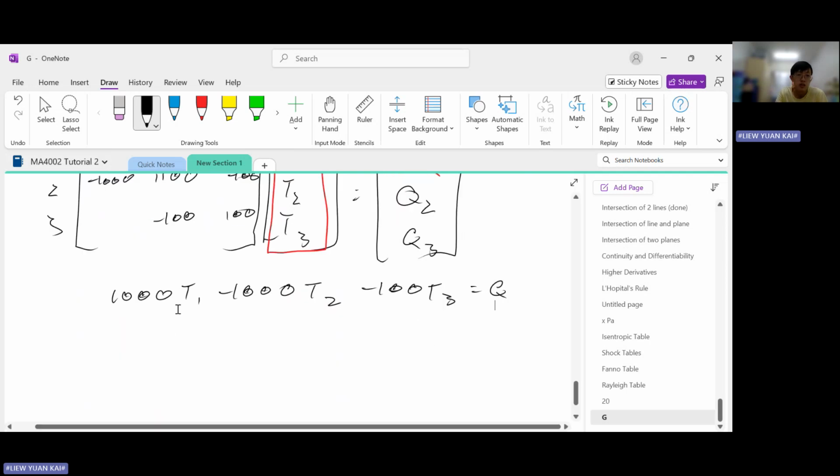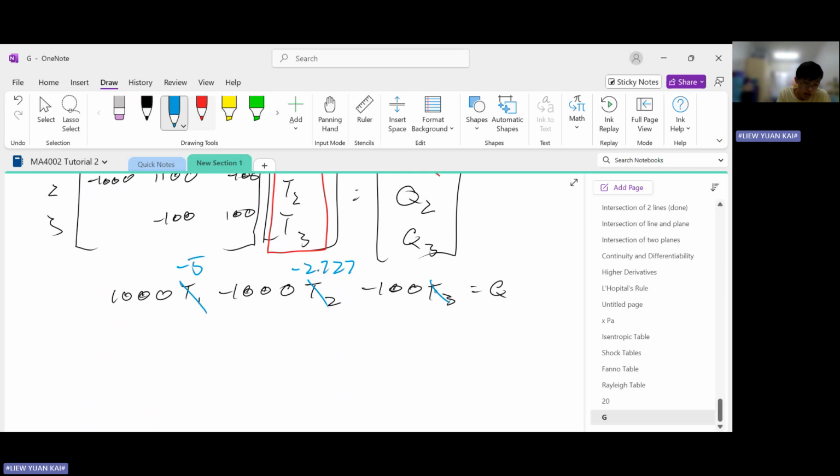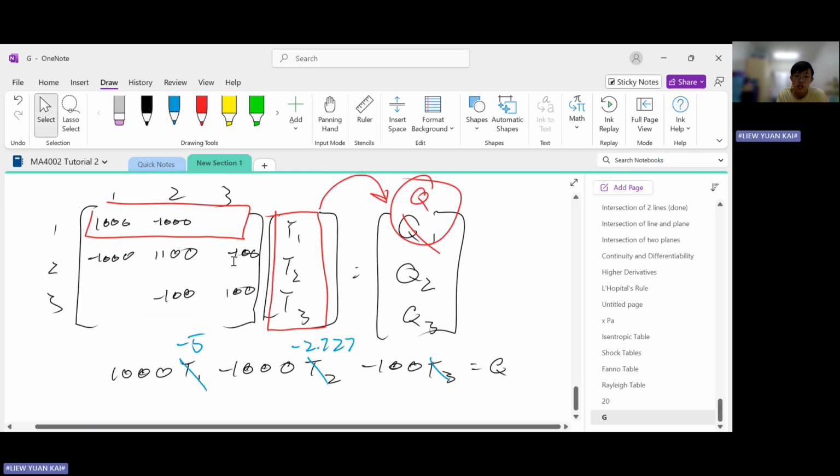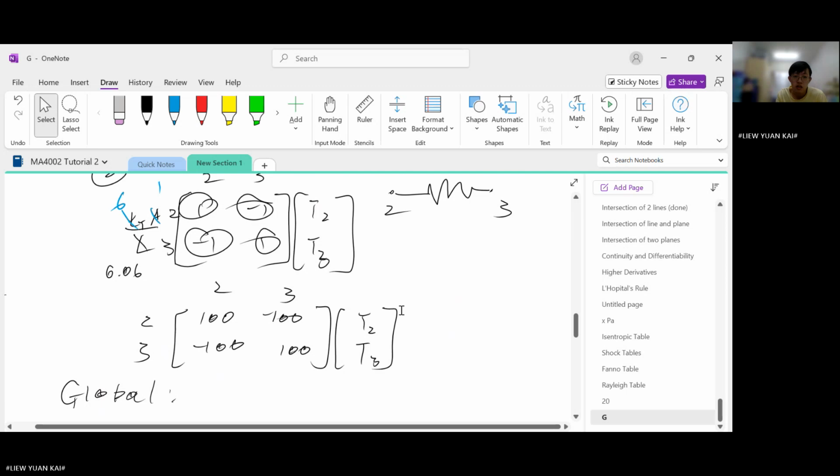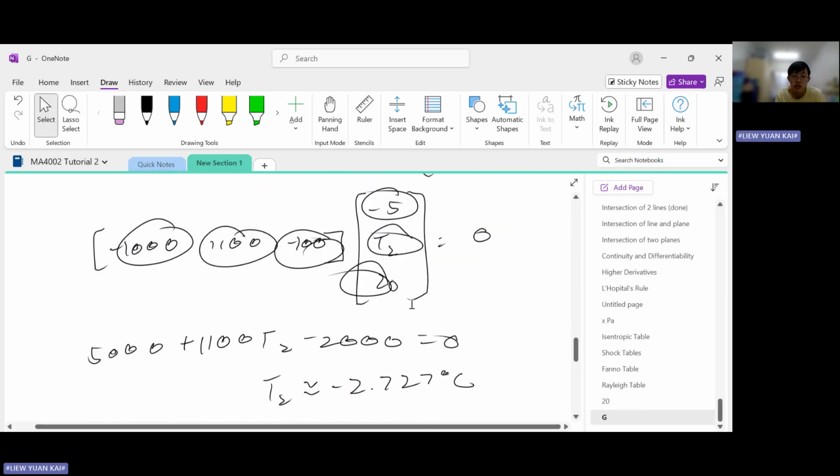You can substitute the values that you know already, right? So we are told that T1 is minus 5, T2 is minus 2.727, and then T3 is, what's T3? T3 is 20.